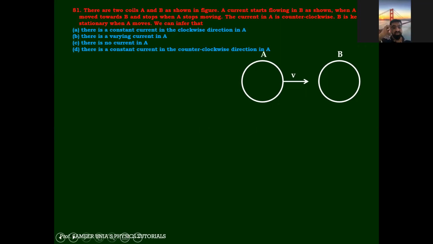Okay, listen to this question. It's an important question. Pay attention to me, everyone. Two coils A and B as shown in the figure. Current starts flowing in B as shown in the figure. They have not shown. Just check the question. Current is shown in this way.